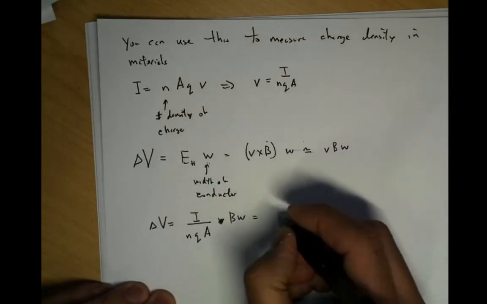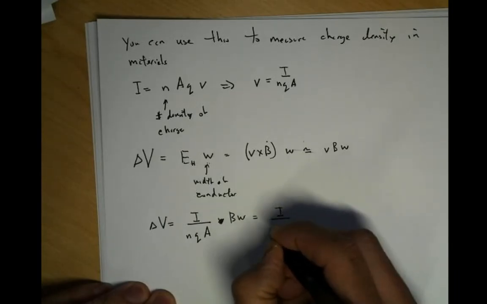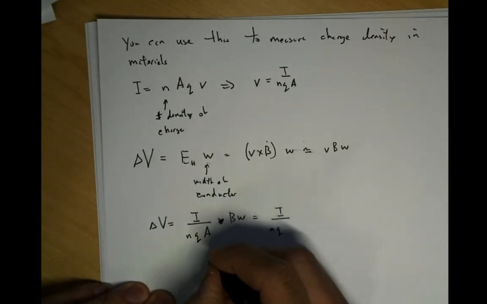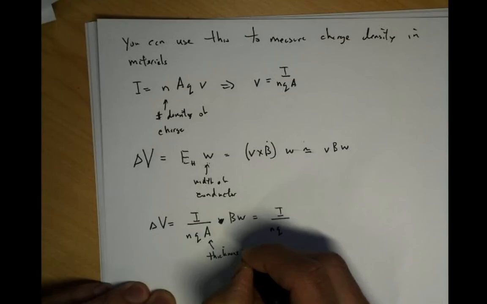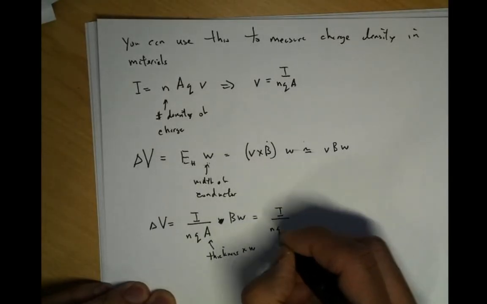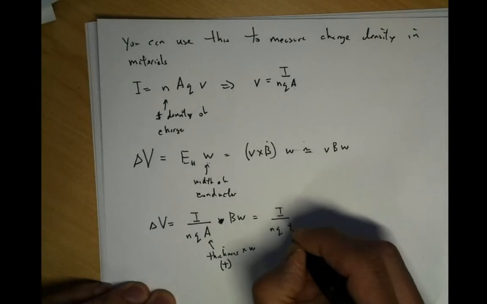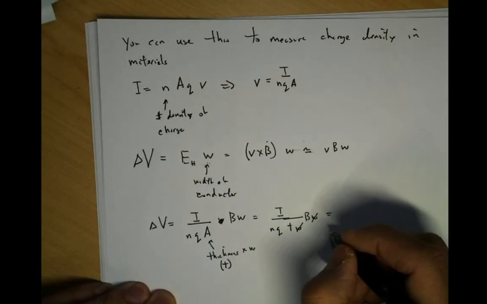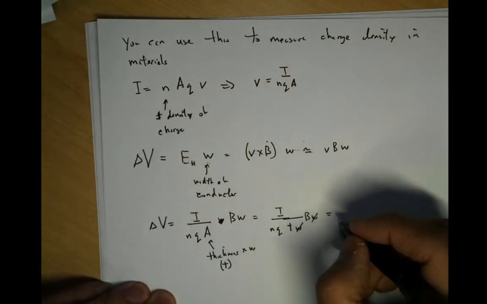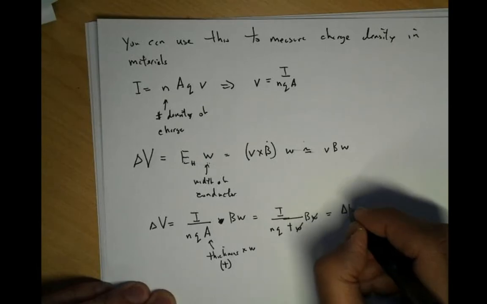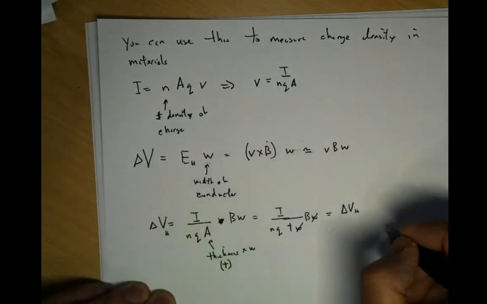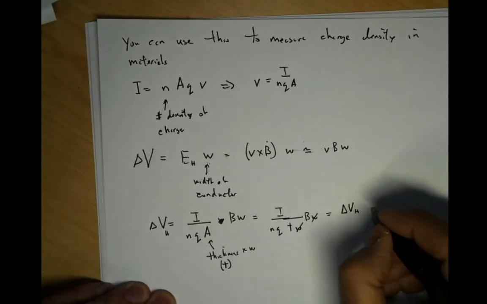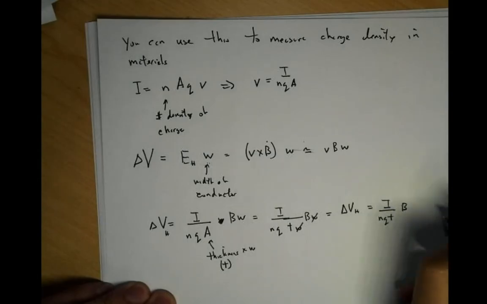Let's finish this off. So let's get I over n Q. The area is the thickness times the width. So I'll call this thickness T. T W B W. The W's cancel out. And so we have a nice little result here. That's delta V_H, the Hall voltage, which is something that in principle can be measured, is going to be equal to I over n Q T times B.